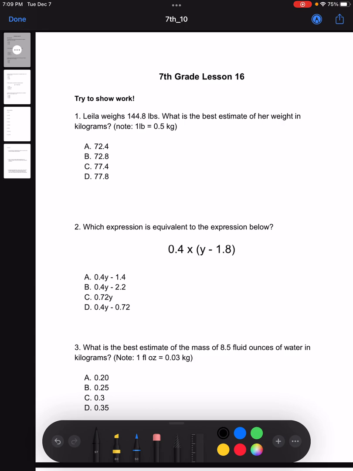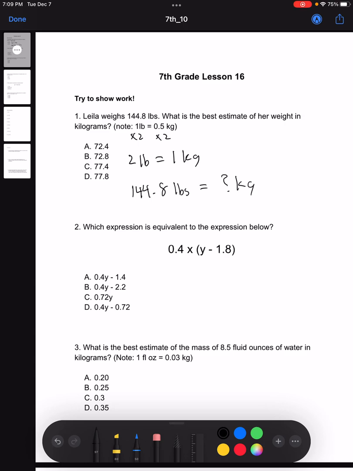Layla weighs 144.8 pounds. What is the best estimate of her weight in kilograms? Note that 1 pound is equivalent to 0.5 kilograms. Well, to better understand this problem, what we can do is multiply this expression by 2 on both sides to make it easier to understand. Doing so gets us that 2 pounds is equal to 1 kilogram. And what we want to do is that we have Layla's weight, which is 144.8 pounds, and we want to convert that to some number of kilograms.